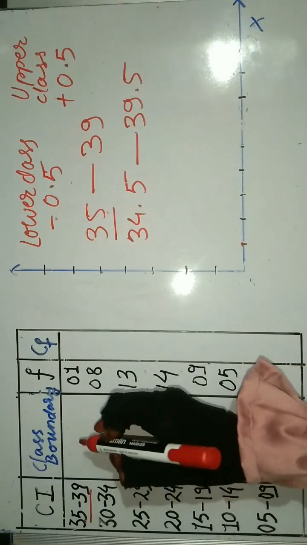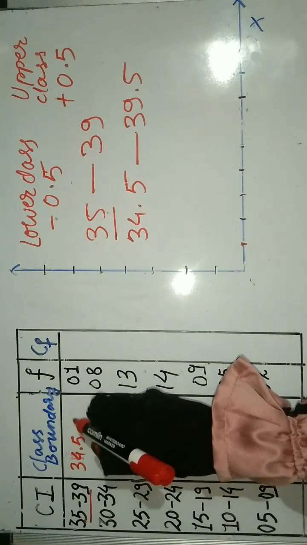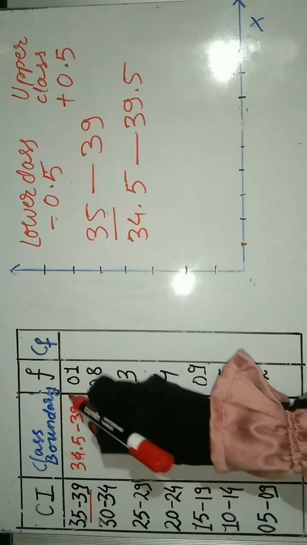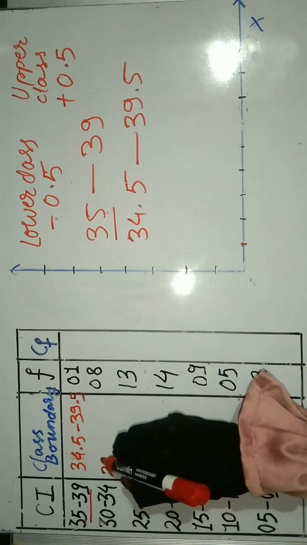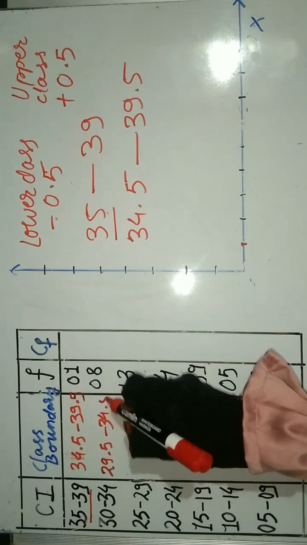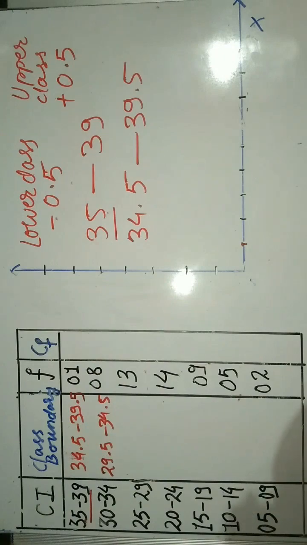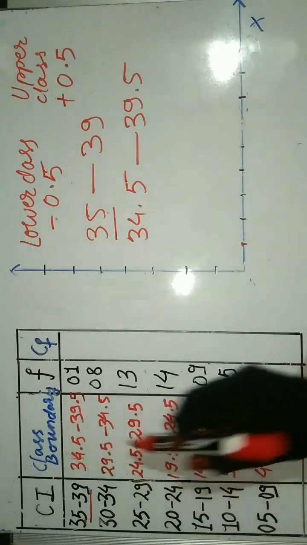So our first class boundary will be 34.5 to 39.5. Then 29.5 to 34.5. Now complete this column. So I have completed all the class boundaries here.